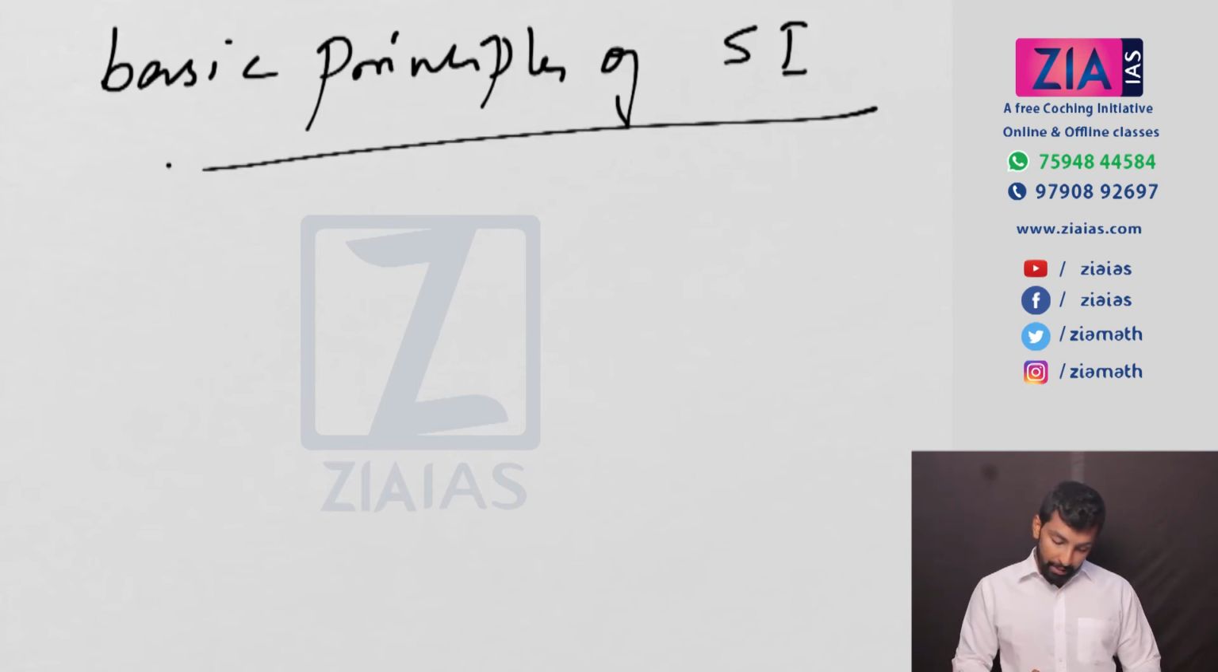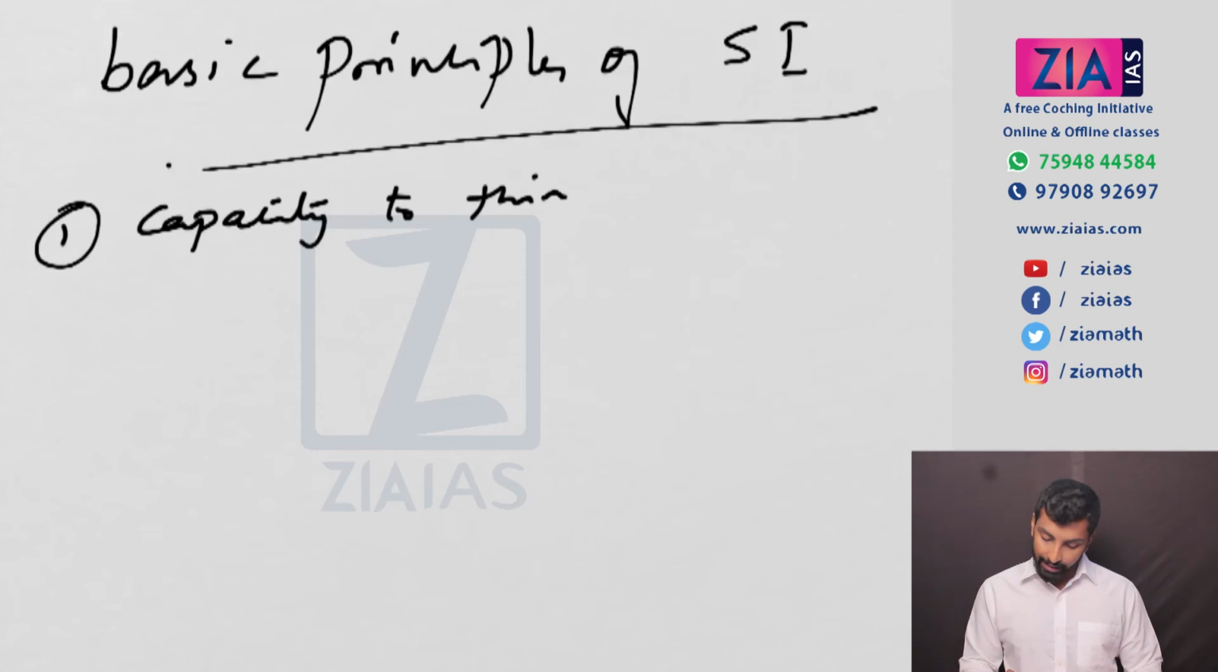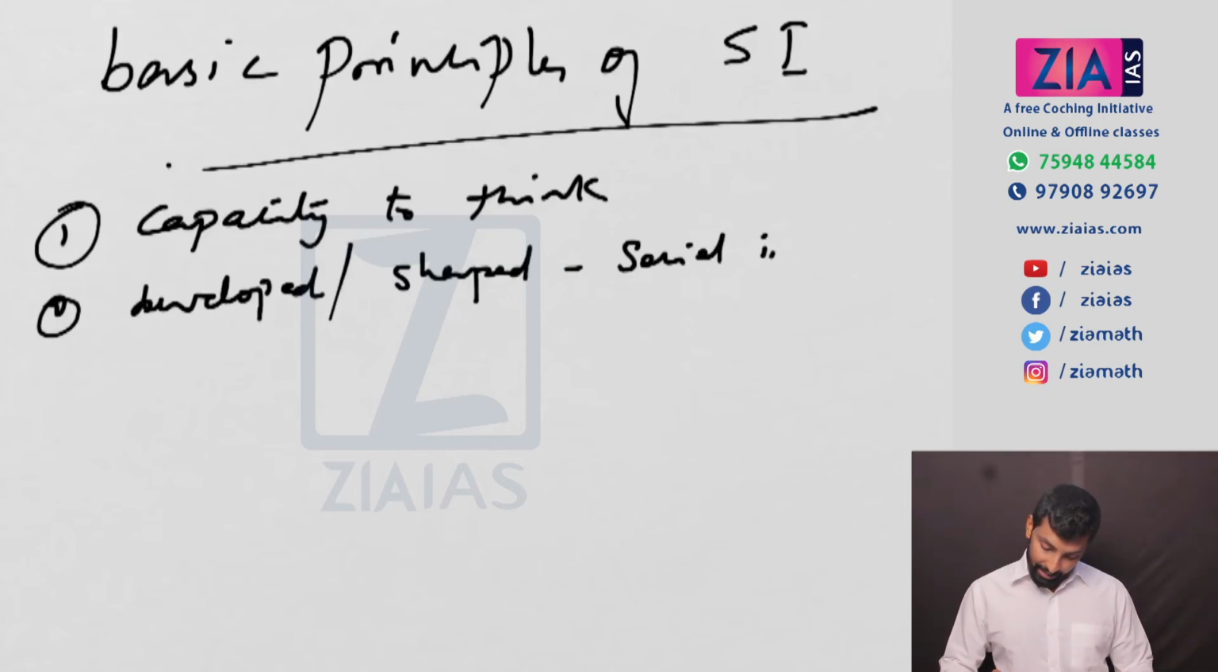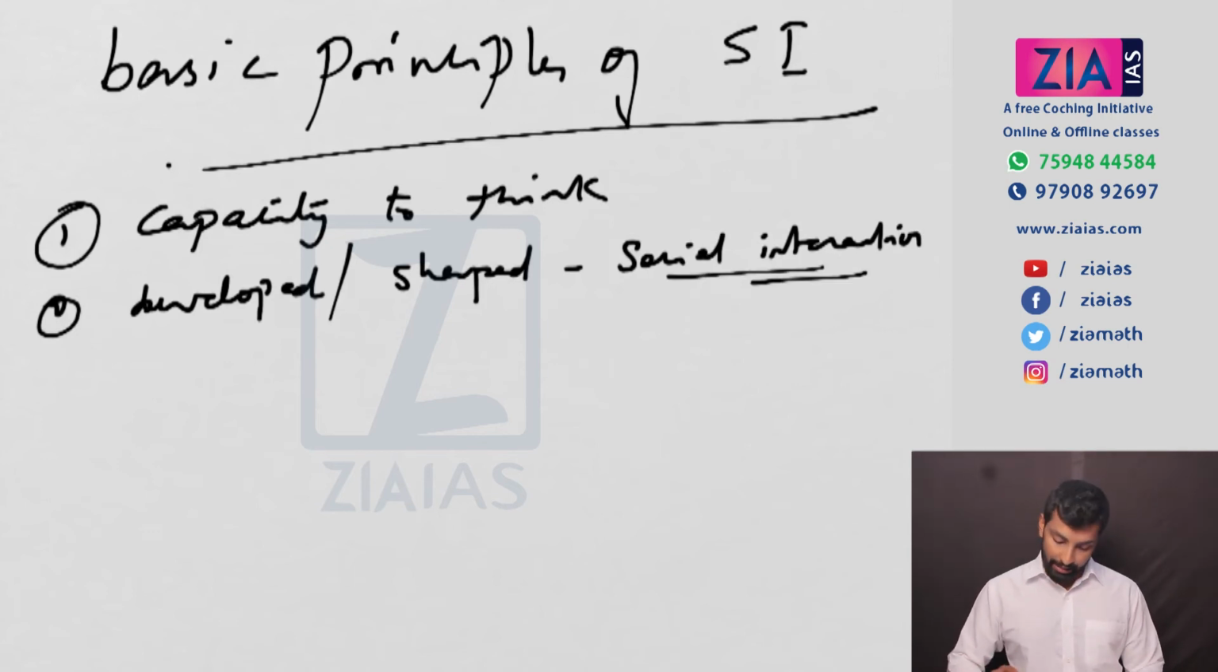So the first principle that you can write is human beings, unlike animals, have a capacity or an ability to think, right? So they have a capacity to think. That's the most important assumption behind symbolic interactionism. Second, this capacity to think is because of the mind, and it is developed through a socialization process, right? So it is developed or shaped by social interaction and not any external forces.